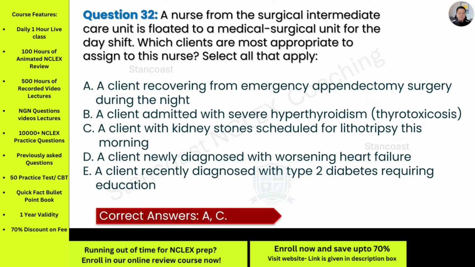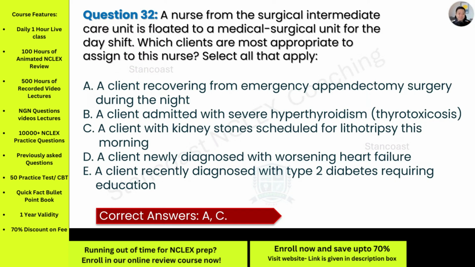Your answer here should be letters A and C, because this client requires routine post-op care, which aligns with the surgical intermediate care nurse's expertise. For letter C, the pre-procedure care for lithotripsy falls within the surgical nurse's skill set, and it also involves typical pre-op preparation. Now, why not letters B, D, and E?